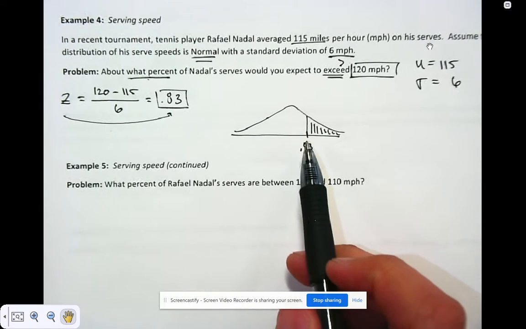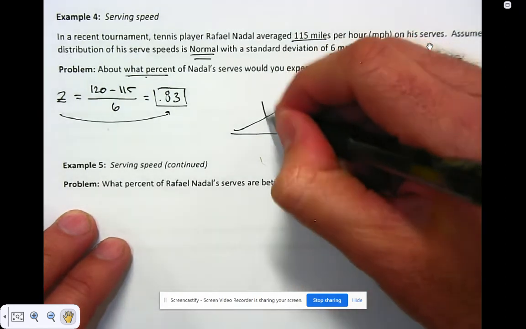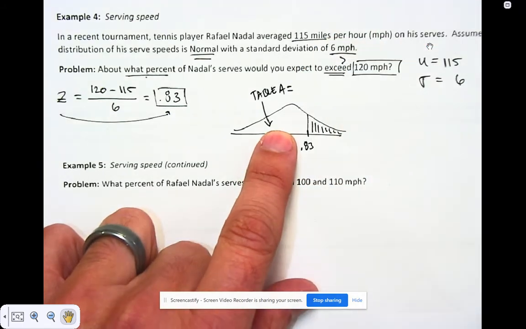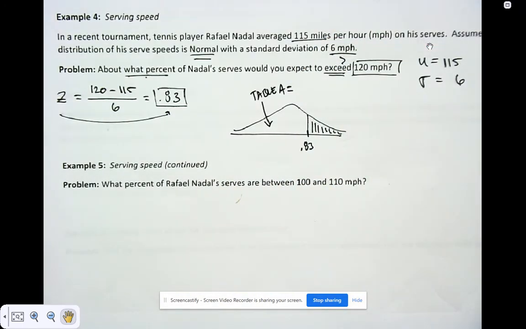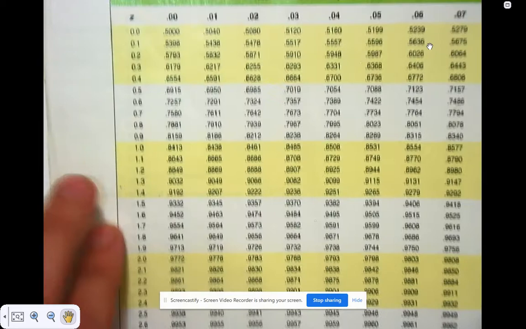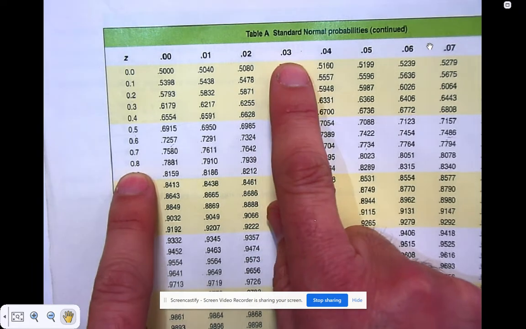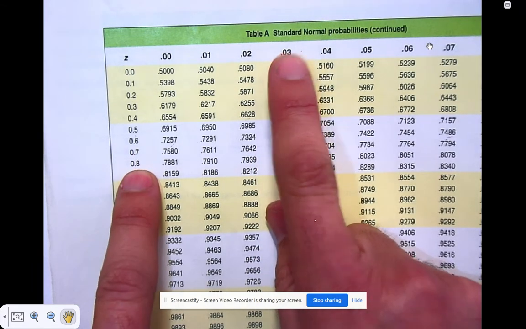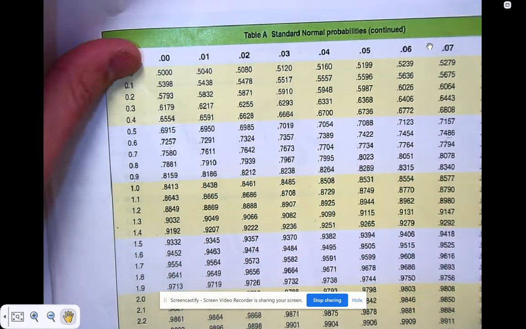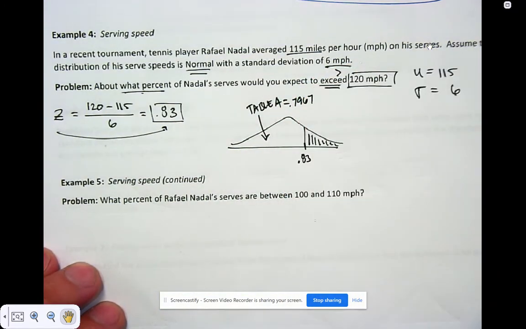Now, we can't use table A to find that value because table A gives us the area to the left. So we're going to use table A to find this part, which is to the left. If I get my table A and look for a z-score of 0.83, I come along the column over here, 0.8, and then 0.03. Combined, that's a z-score of 0.83. I come across and down and get a proportion of 0.7967. Now that's this side.